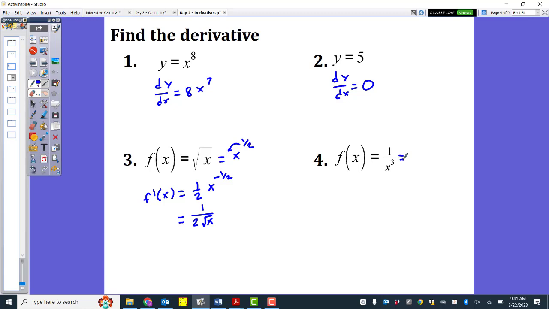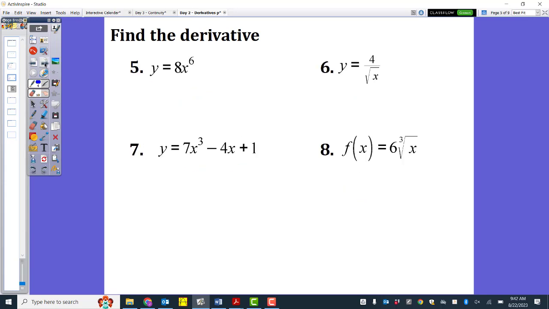And then for number 4, we have 1 over x cubed. Remember, an x to an exponent on the bottom is the same thing as saying it's to a negative exponent. So this is x to the negative 3. So our derivative is negative 3x. And then this is where a lot of people mess up, remembering what we have to do with the exponent. Remember, it's the exponent minus 1. Negative 3 minus 1 is actually negative 4. So we end up with negative 3 over x to the 4th there.